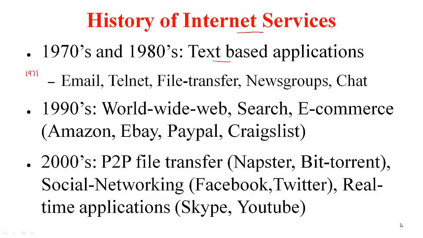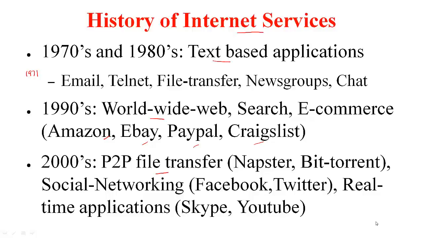The 1990s saw another disruptive application in the form of the World Wide Web. Later we saw Google search and a lot of e-commerce services provided by Amazon, eBay, PayPal, Craigslist, and so on. The late 1990s and early 2000s saw another killer app, which was peer-to-peer file transfer. At that time, this service accounted for nearly 75% of internet traffic.